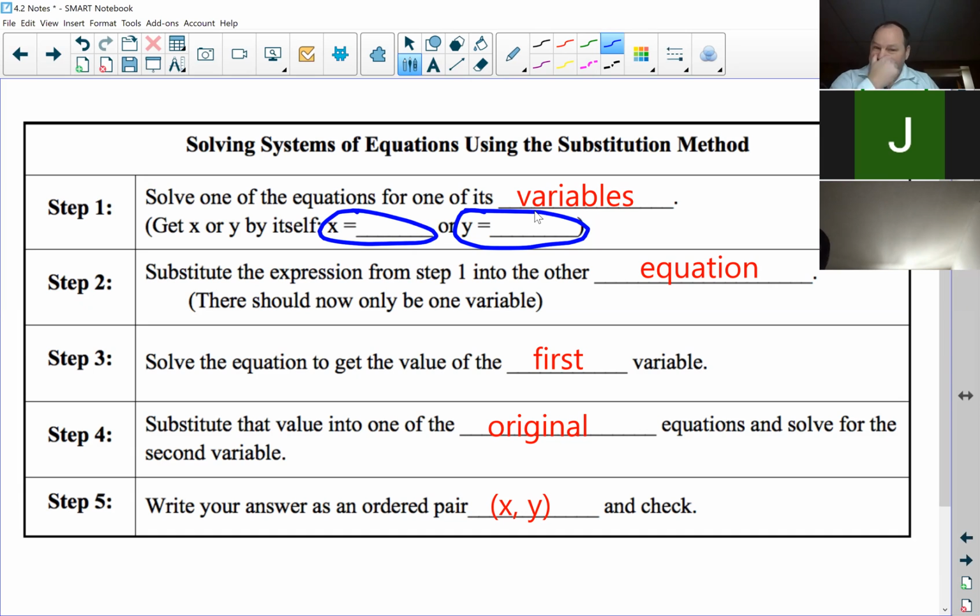So then we would have one equation with just one variable. We then solve that equation to get the value for either x or y. And then take that value and plug it back into one of our original equations to find the value of the other variable.